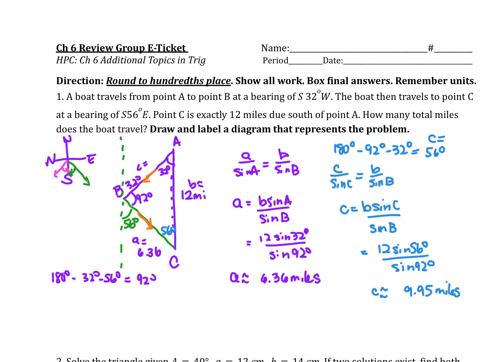So now to find the total distance the boat traveled, it's only along the AB and B to C. It doesn't say that the boat goes back to point A. So therefore, we just need to add the sides c plus a. So c is about 9.95 miles plus 6.36 miles. And so that will be 16.31 total miles that the boat traveled.